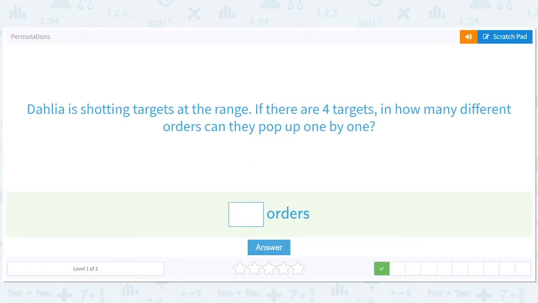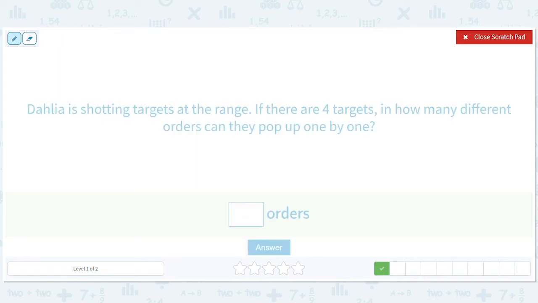Dahlia is shooting targets in the range. If there are 4 targets, in how many different orders can they pop up one by one? Okay, so I'll start to explain it. There are 4 choices for the first pop-up. Then there are 3 left. Then there are 2 left. Then there is 1 left.